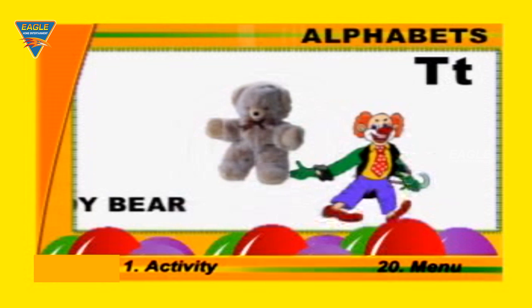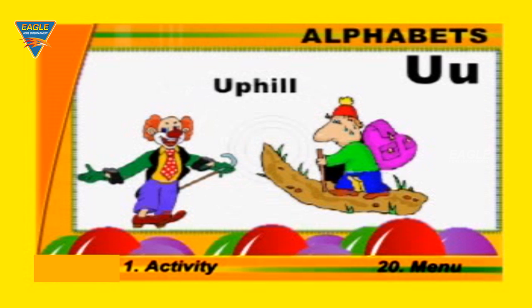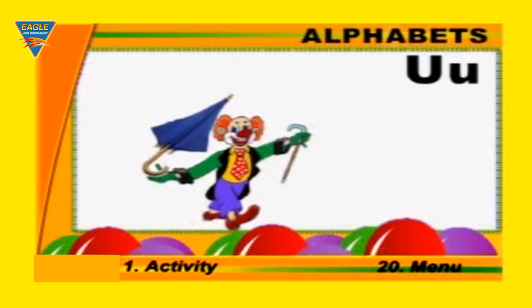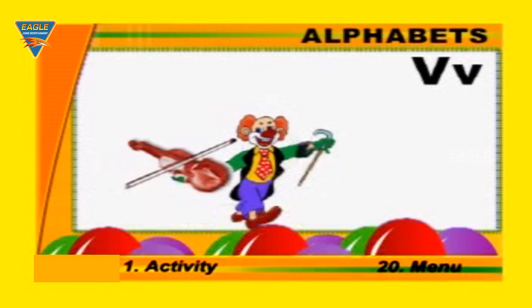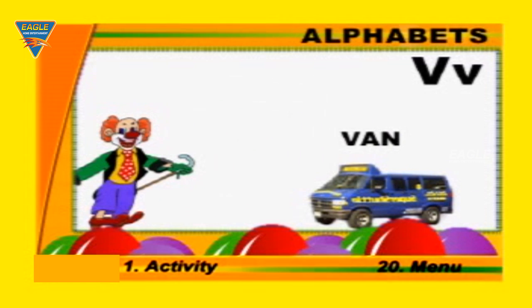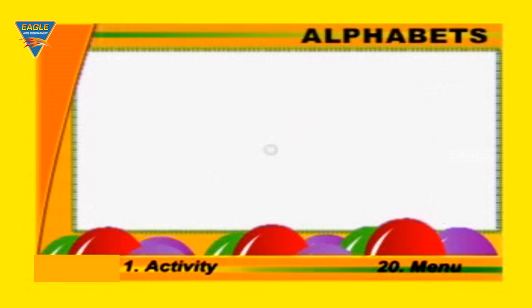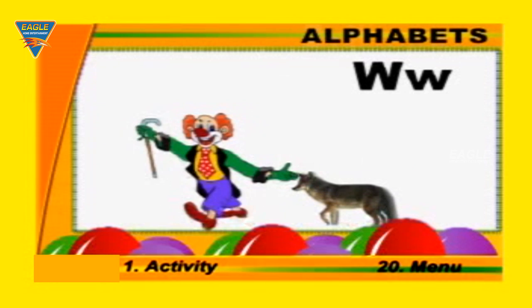U. U for uphill. U for umpire. And U for umbrella. V. V for violin. V for van. And V for vulture. W. W for wool. W for wolf. And W for weight.